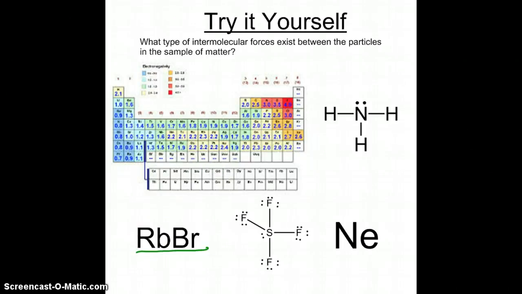Now what about RbBr? That's an ion, because it's a metal bonded to a non-metal. And what else is present? That's also London dispersion forces. And then what about SF4? That is a dipole. And the last one is just London dispersion forces. That's right.